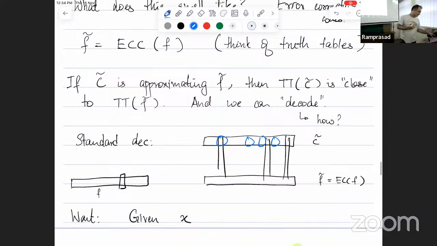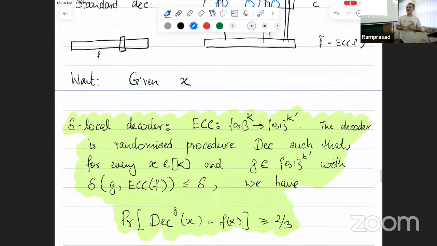Okay, so this moves us to this definition, which is called a local decoder. What is a local decoder? Let's say you have an error correcting code that maps strings of length capital K. Notice that capital K is two to the small k, because if you have a function on small k bits, the truth table is of length capital K. So just imagine that you have some error correcting code that took messages of length capital K and mapped them to messages of length capital K prime. We will say that this admits a delta local decoder.